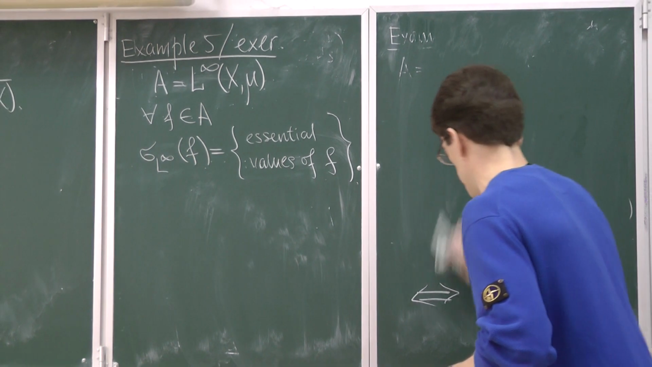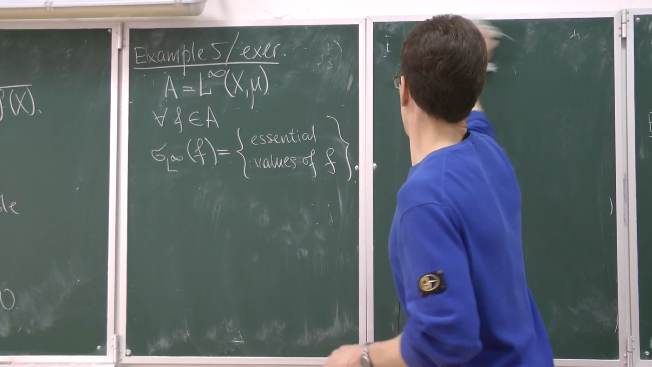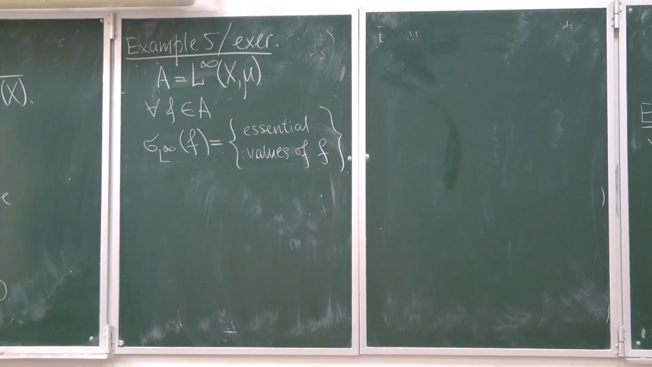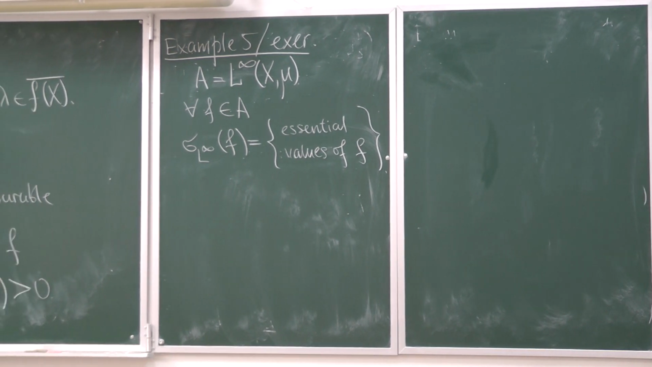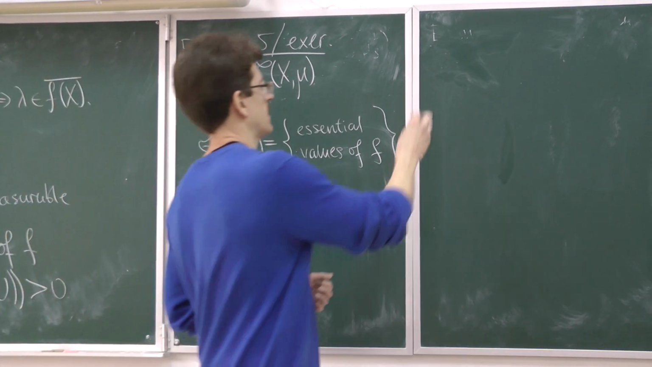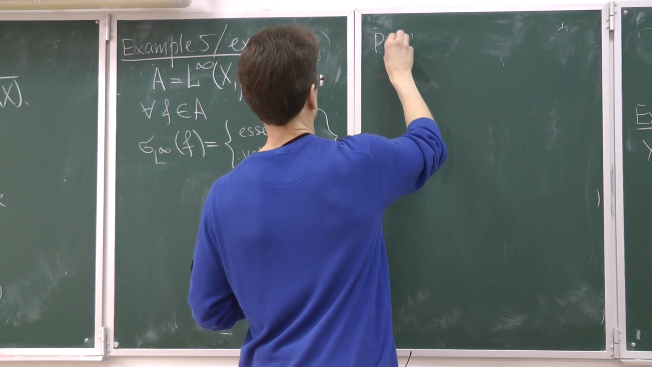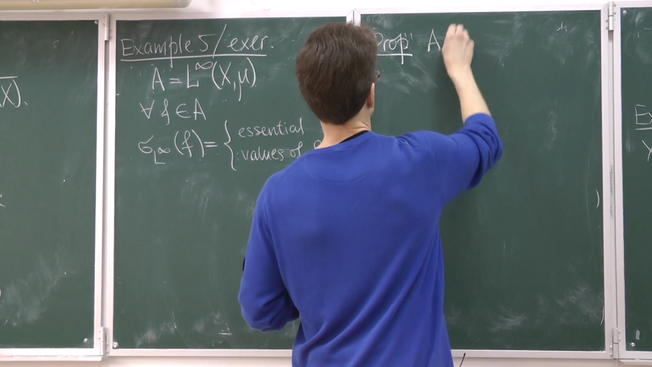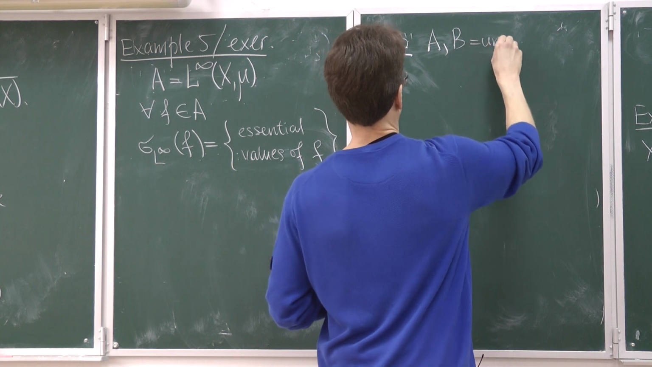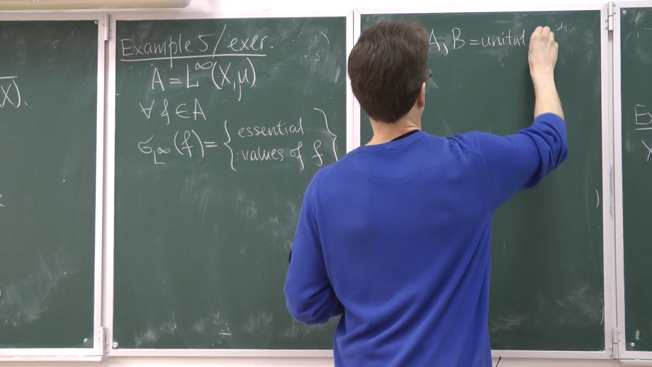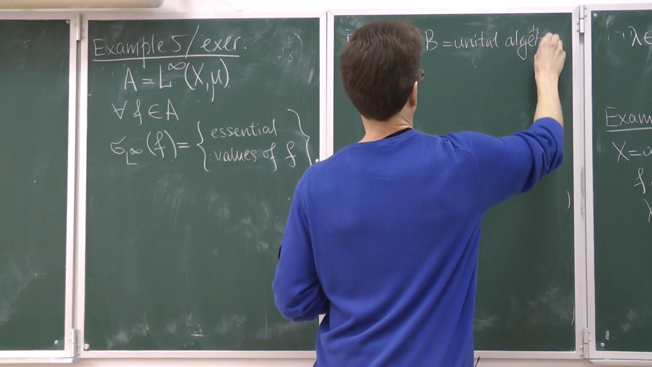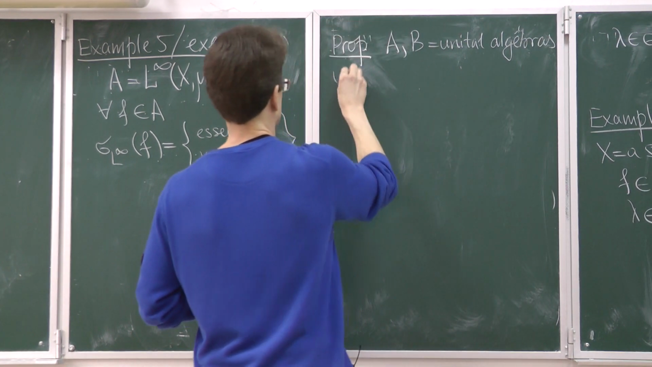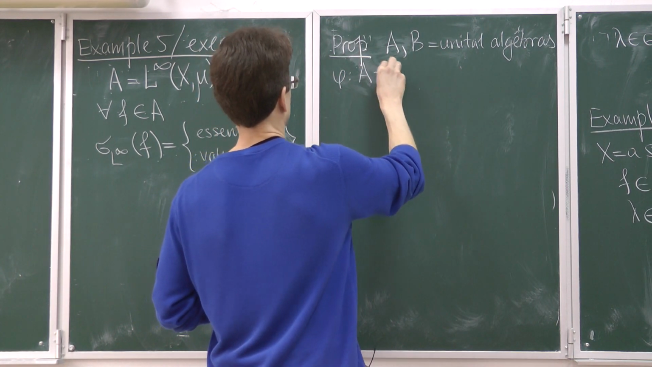Okay, so these are the basic examples. Let's now look at some simple algebraic properties of the spectrum. Well, first of all, we have the following proposition. Suppose that A and B are unital algebras, and phi is a unital homomorphism from A to B.